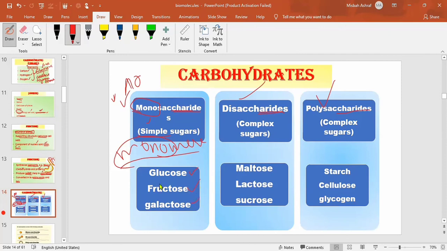Next are the disaccharides. These are made up of 2 monomers. This is one sugar or one monomer. When these 2, one and one, join together, they are known as dimers or disaccharides. When more than 2 combine together, they are known as polysaccharides. There is a bond between them. Polysaccharides are also known as complex sugars because they contain more monomers. Examples of disaccharides are maltose, lactose, and sucrose, and examples of polysaccharides are starch, cellulose, and glycogen.